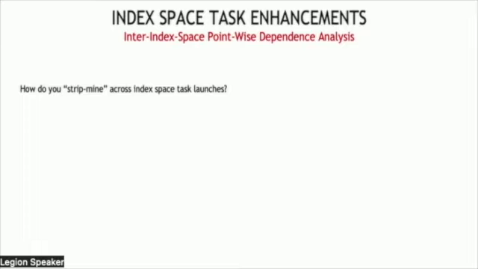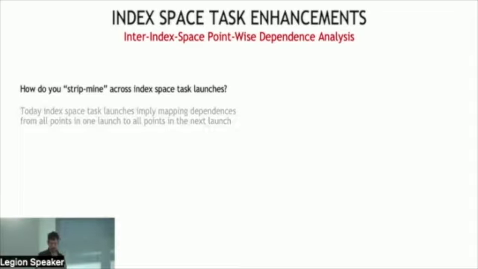Okay. So another index-based task enhancement. This is work that Riesel has been doing. I encourage you to find him if you want to talk with him in more detail. But effectively, it's how do you actually strip mine across index-based task launches? Today, index-based task launches imply big mapping dependencies from all the point tasks in one index-based task launch to all the point tasks in the next one.